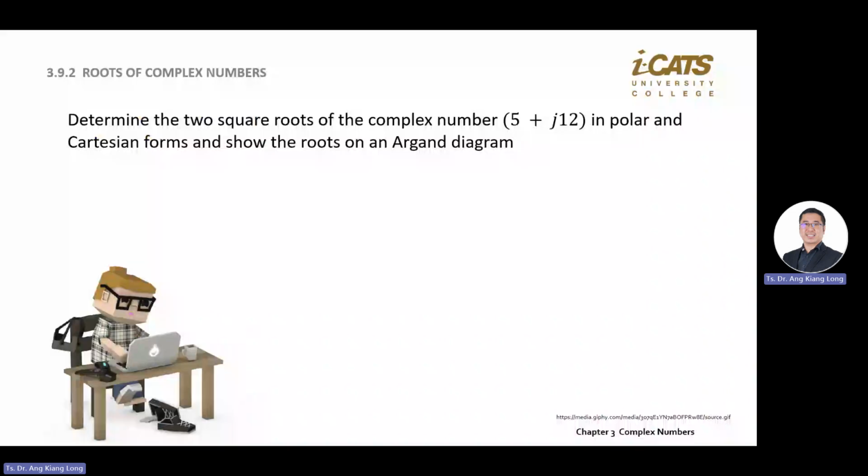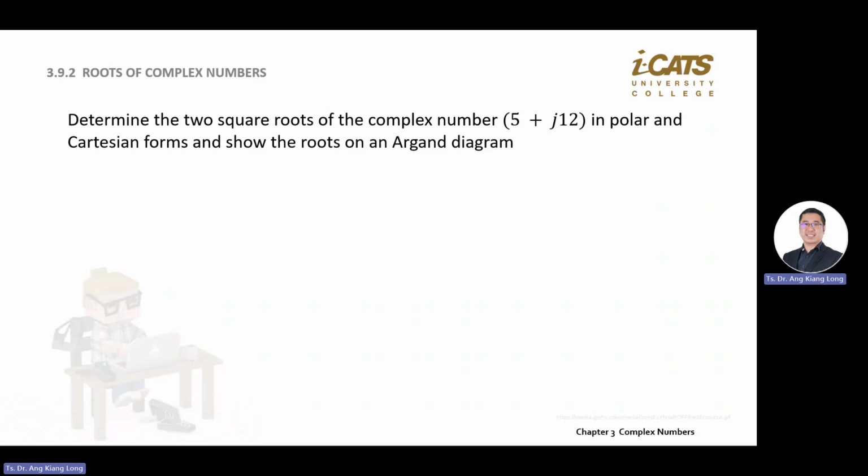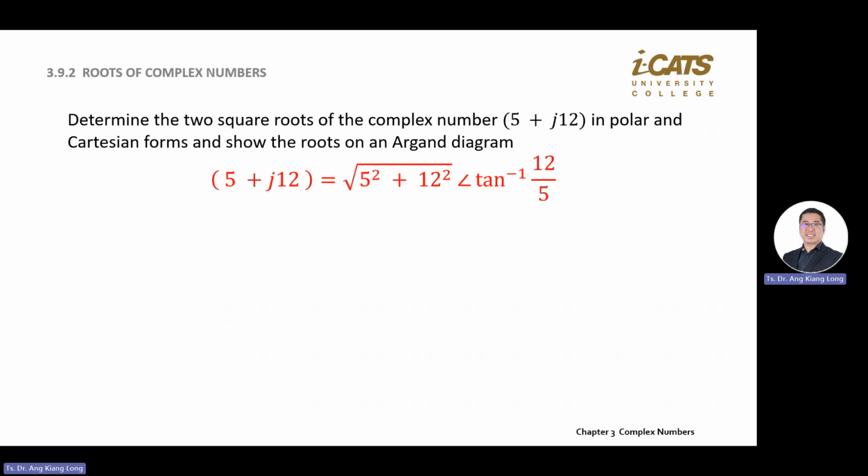The understanding is actually the same as what we did 10 minutes ago. So let's see. The question asks you to determine the two square roots of this complex number in polar and Cartesian form, and show the roots in an Argand diagram. First, you convert this into polar form. So this will be in the first quadrant.